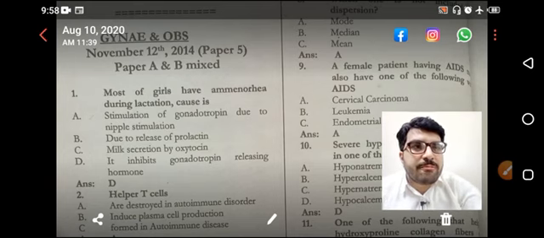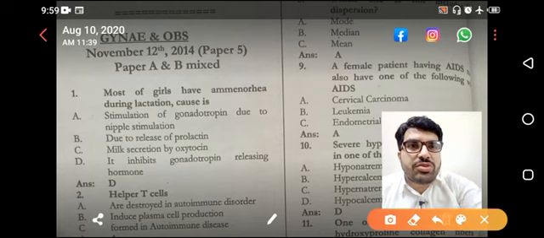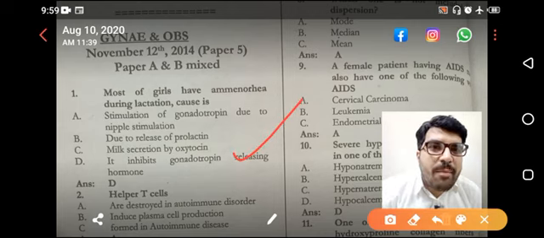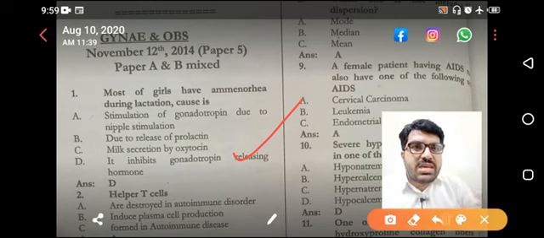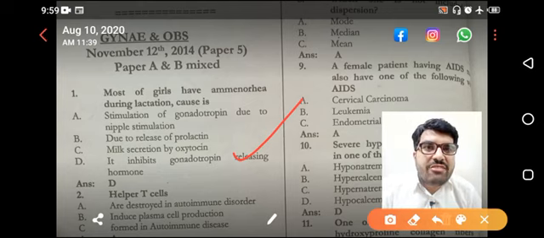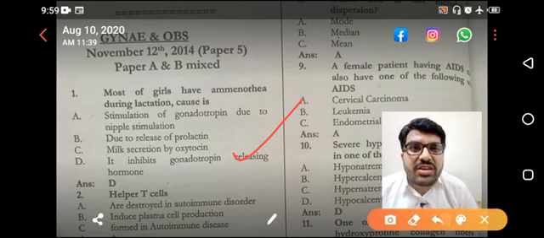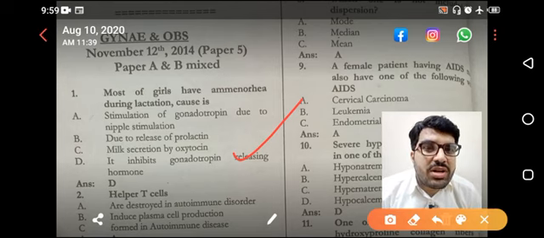Most of the girls have amenorrhea during lactation. The answer to this question is D: it inhibits gonadotropin releasing hormone. That is, when the baby is sucking, signals go to the hypothalamus to release this secretion. If this is not an option, then the answer is due to release of prolactin, but this is the actual answer. Reference is Guyton.